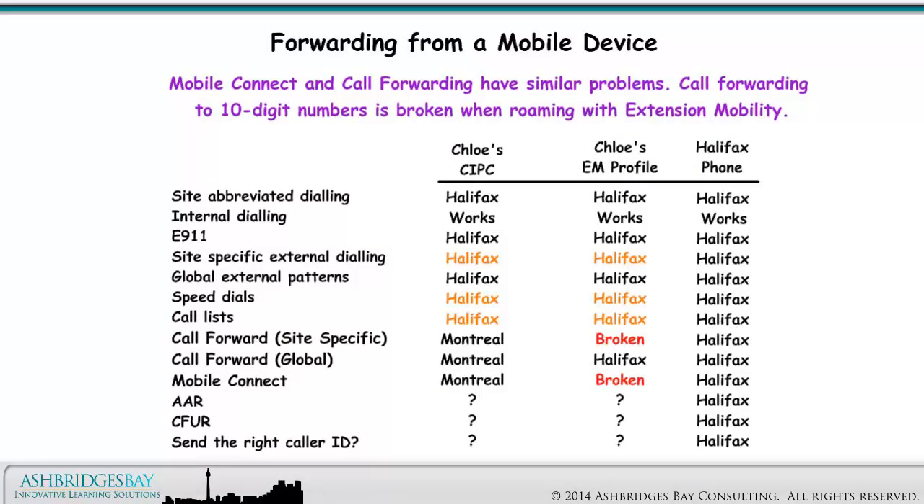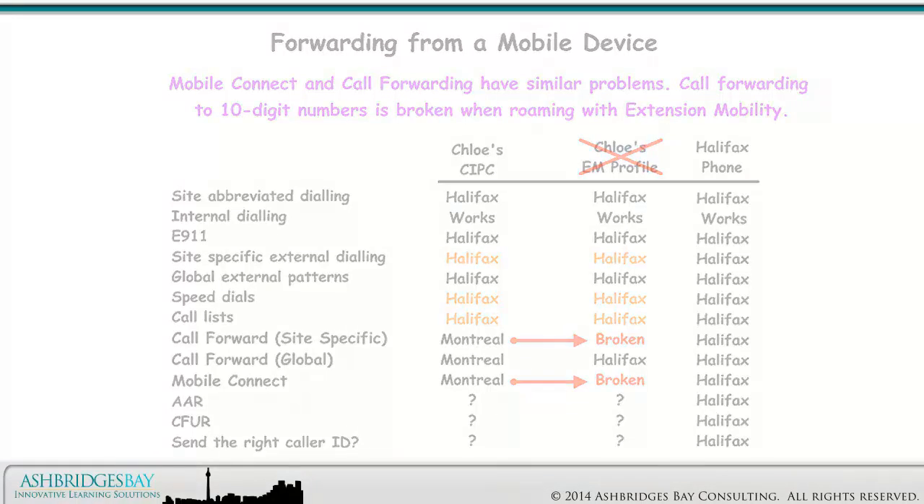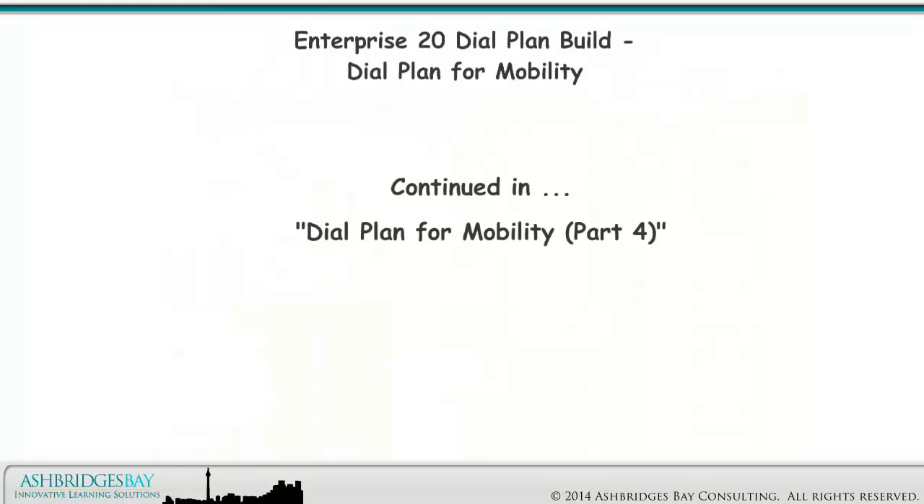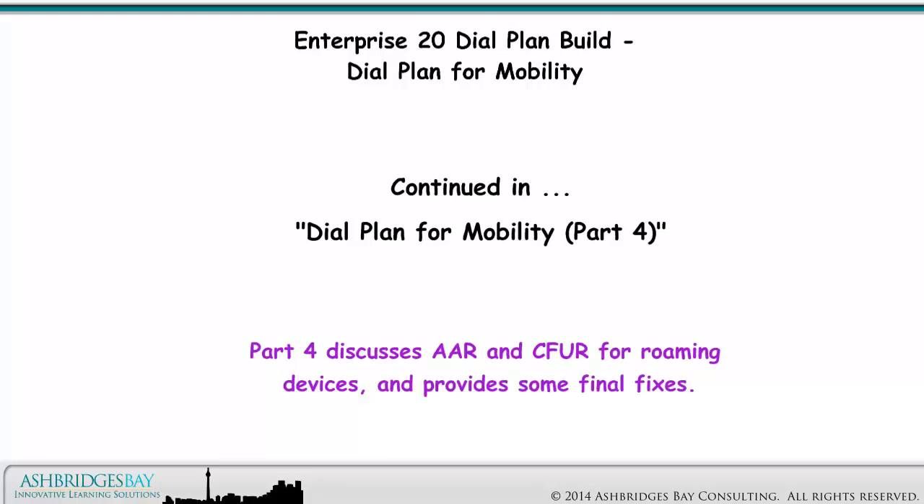Mobile Connect and call forwarding have similar problems. Call forwarding to 10-digit numbers is broken when roaming with extension mobility. This playbook is continued in Dial Plan for Mobility Part 4. Part 4 discusses AAR and CFR for roaming devices and provides some final fixes.